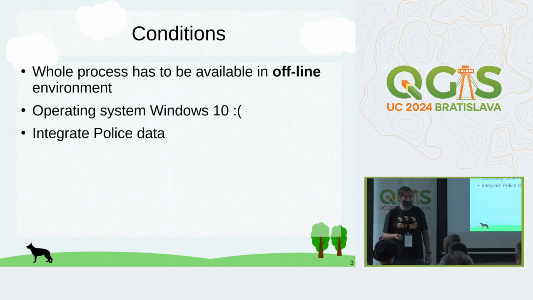There were some conditions in the beginning. The first one was that everything must run offline. So no internet connection. That was basically the reason why we selected the QGIS, because there was some decision at the beginning and the QGIS suits quite well for this purpose. Then another condition was Windows 10, which was sometimes really crazy for me. And also to integrate some police data into the software.